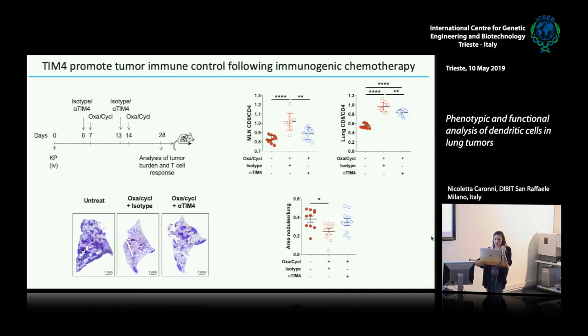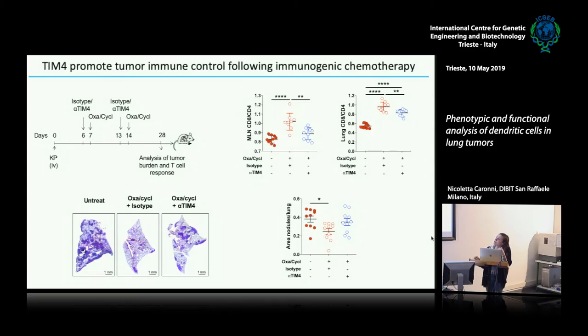response. Last experiment, we wanted to assess if the TIM4 is also important for the anti-tumor response against neoantigens, and if it's important for the control of immunogenic chemotherapy. So if it's important to induce the anti-tumor response after immunogenic therapy. And here we use KP cell lines, so without strong antigens.